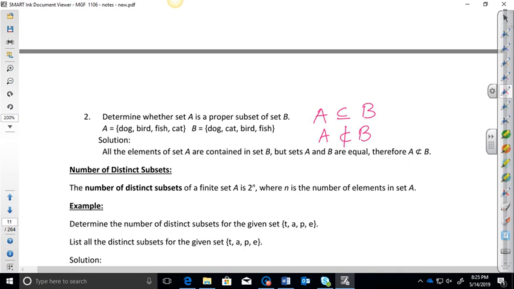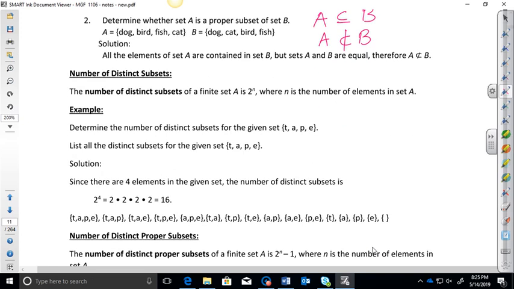2 times 2 times 2. A set of elements 3 has 8 subsets. How many proper subsets? 1 less, so 7. So 2 to the n is the number of subsets, and 2 to the n minus 1 is the number of proper subsets. This is number of subsets, and this is number of proper subsets. 1 less than the 2 to the n.